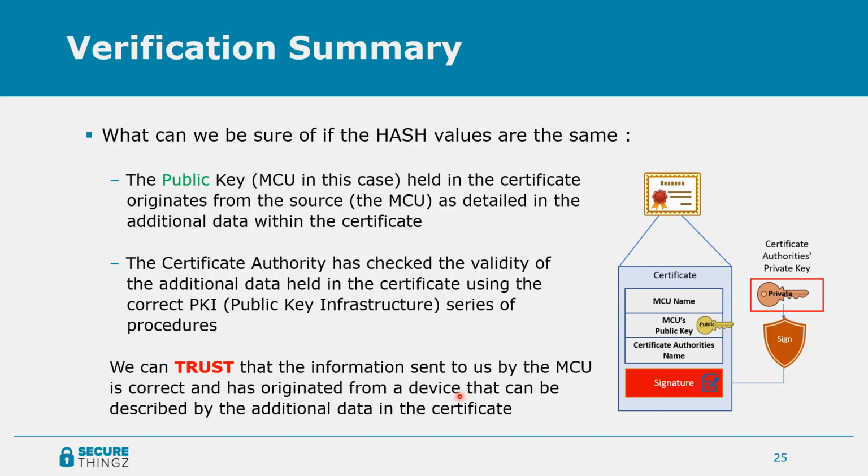So in summary, the public key, which is the one in the MCU, because this is where you've read the certificate, held in the certificate originates from the MCU as detailed in the additional information in the certificate. The certificate authority has checked the validity of this additional data held in the certificate using a correct PKI infrastructure. So we can trust that the information sent to us by the MCU, so that certificate that we read, is correct and has originated from a device that can be described by the additional information in the certificate. So once we've checked this signature, we know that all this information in here, which may include the microcontroller's silicon ID and other information, and the public key, can be trusted and relates to that microcontroller.